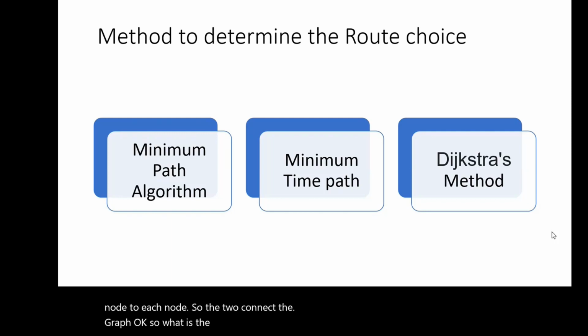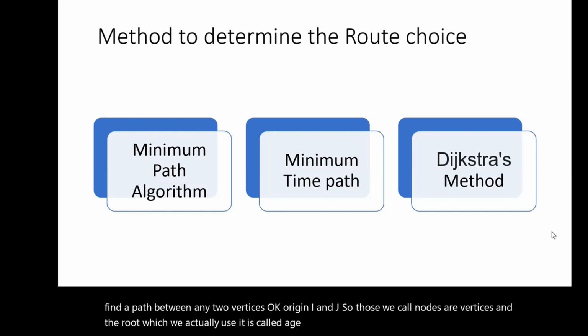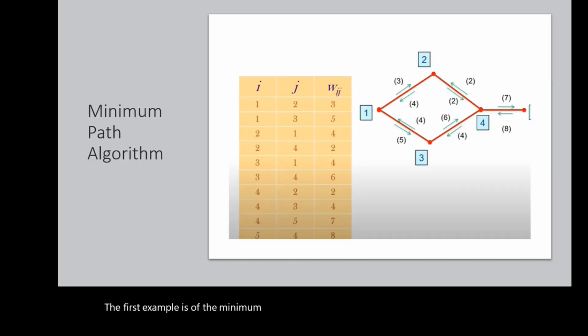Basically, the purpose of using all those algorithms is to find a path between any two vertices. Origin I and J are called nodes or vertices, and the route which we actually use is called an edge. Always we have one source vertex and the other is the path algorithm. As you can see here, we have 5 different nodes: 1, 2, 3, 4, and 5.